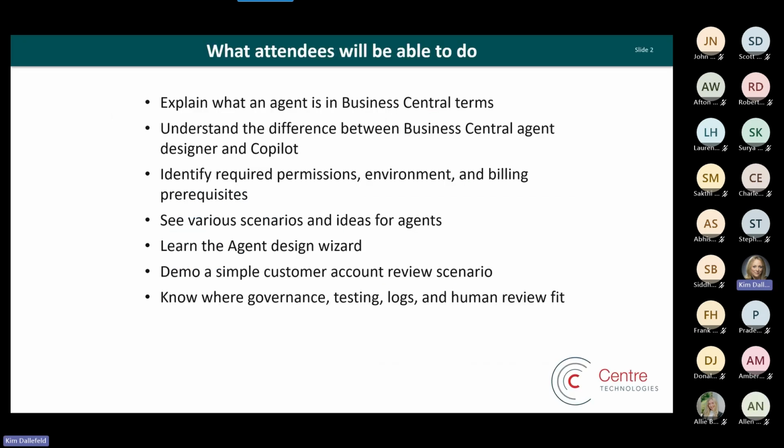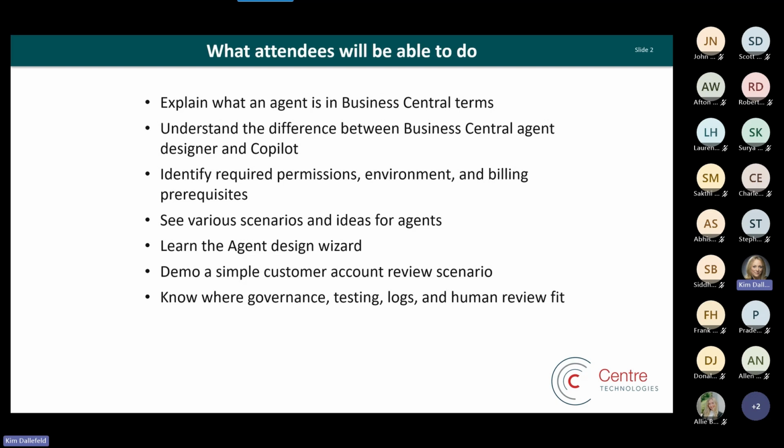So again, what I hope you walk away with today is what is an agent, because there are different kinds of agents even. Well, what's Copilot versus a BC agent? What are those requirements? It's not just permissions and environment. There's some billing that can go along with Copilot tasks, depending upon what you're using. We're going to look at a lot of scenarios because I want you to have some ideas what agents can do. I'm going to walk through the wizard because there's a wizard that helps me build this. I'm not smart enough to do it on my own. I'm going to demo a simple scenario. I was working on a more difficult one, and if we get time, we'll look at it. And again, that governance.